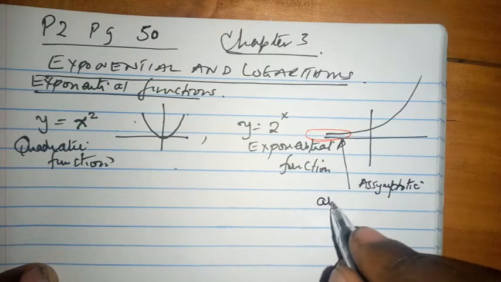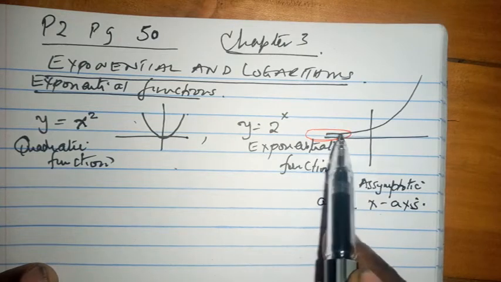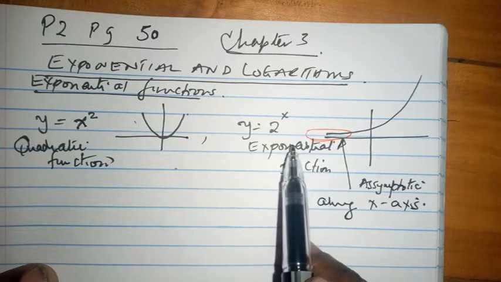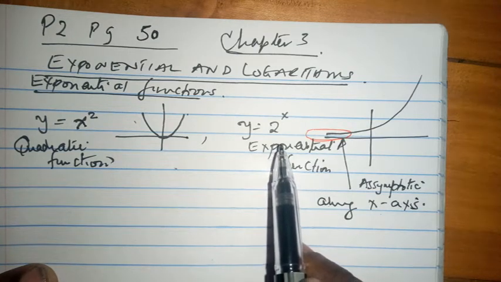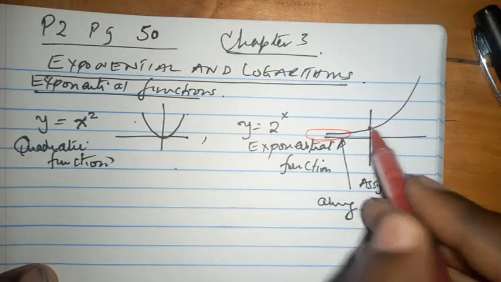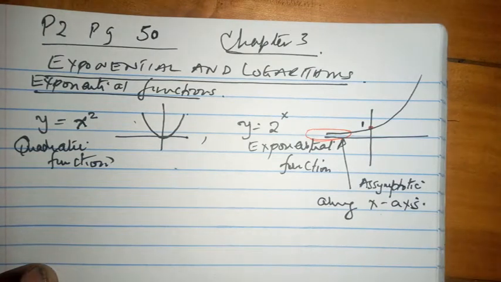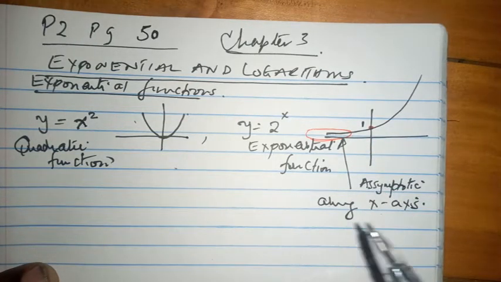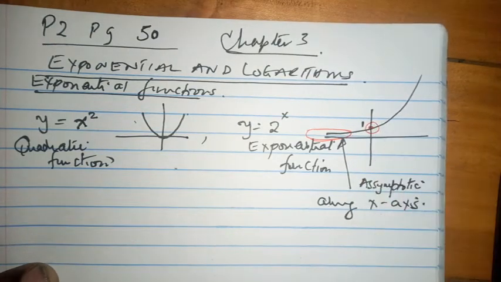along the x-axis. That means what? This graph will never touch the x-axis, but as x decreases, it will continue to approach 0, but it will never be equal to 0. You will see another feature here, whereby this is 1, and this is y equals 1.